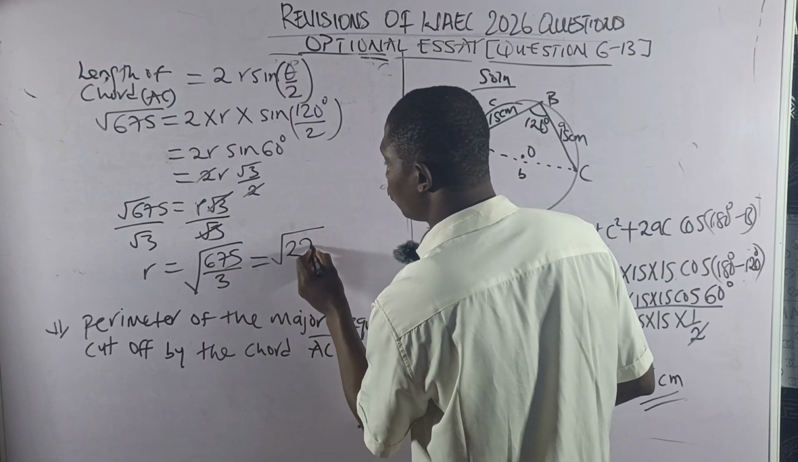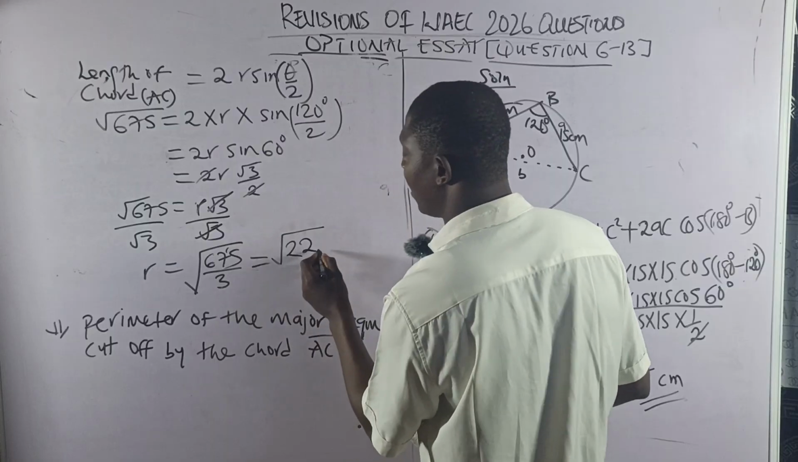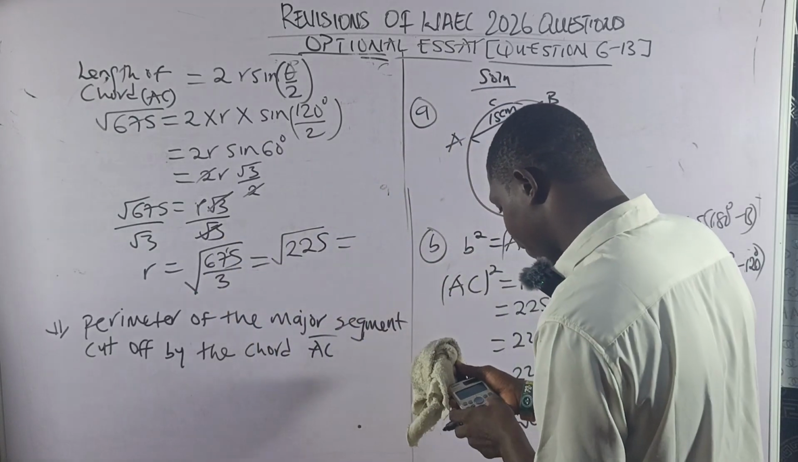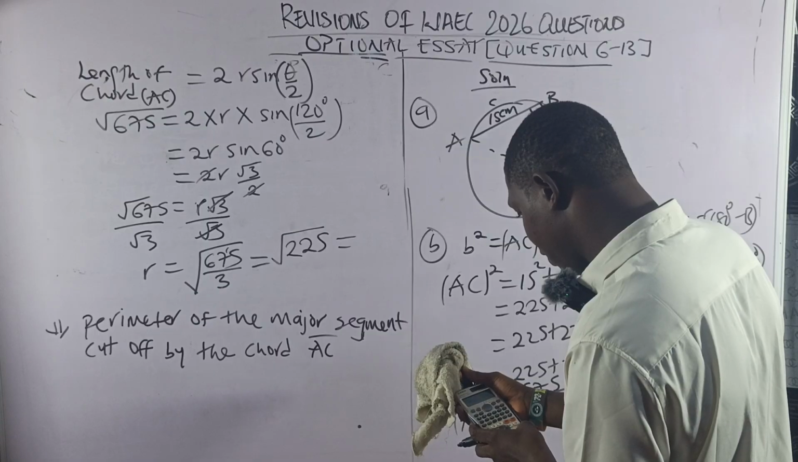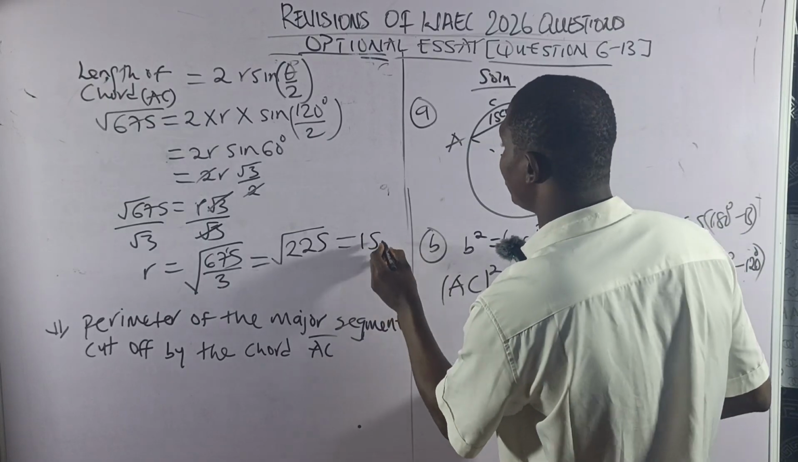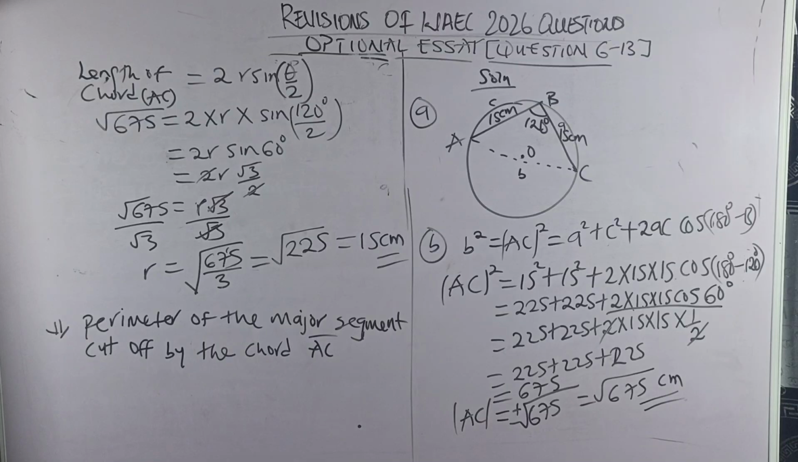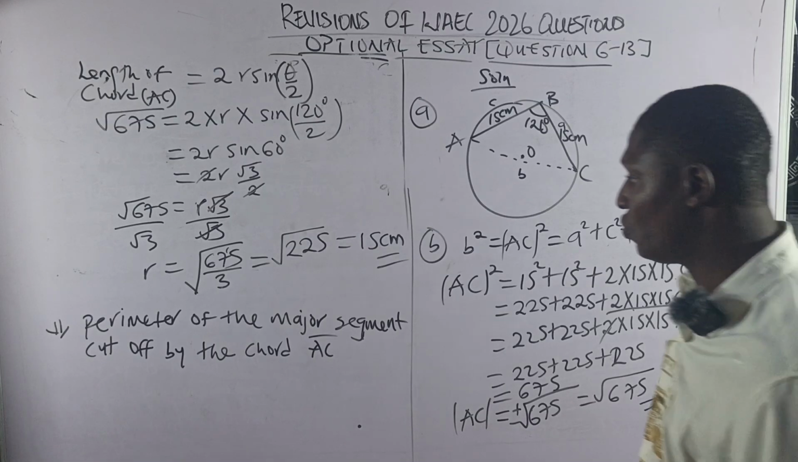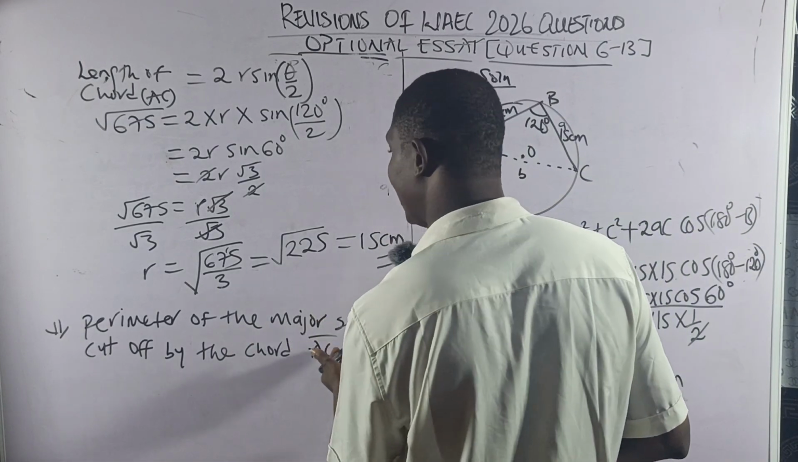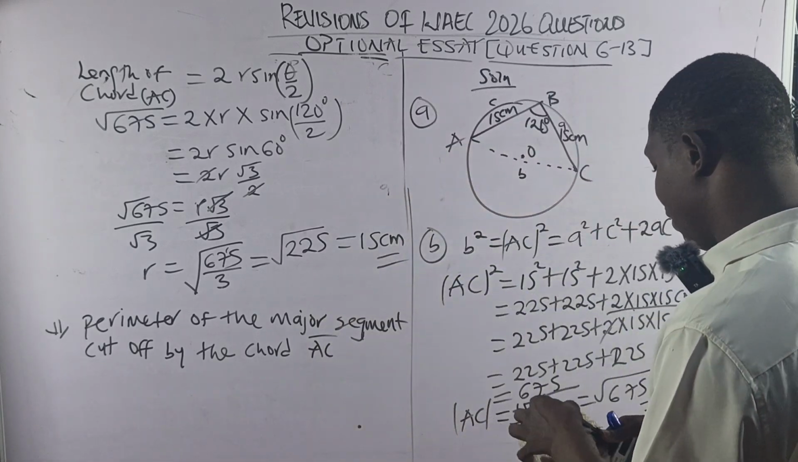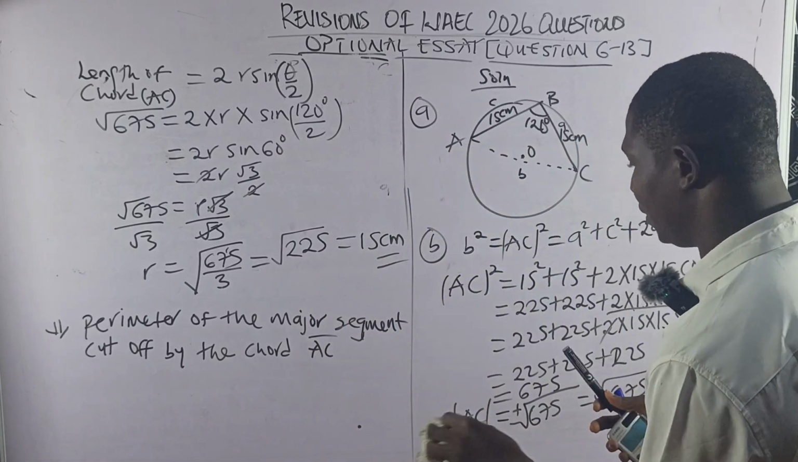6 divided by 3 is 2, 7 divided by 3 is 2 remainder 1, and 15 divided by 3 is 5. So the square root of 225 will give us 15. So our radius is 15 centimeter. Now we've gotten our radius. Our next question says we look for the perimeter of the major segment cut off by the chord of the circle.